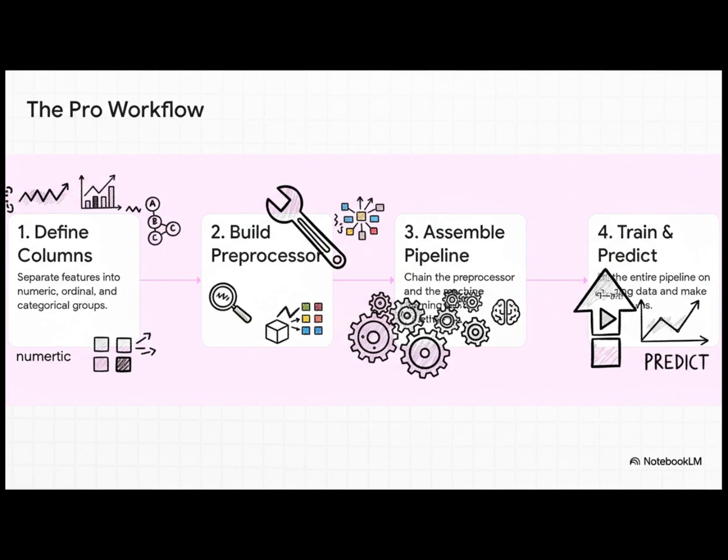First, you just sort your columns into groups. Then you use this brilliant thing called a column transformer, which basically acts like a traffic cop. It directs the numeric columns to the standard scaler, the ordinal columns to the ordinal encoder, and so on. Finally, you bundle that whole preprocessor up with your actual model into one neat package called a pipeline. And that's the magic trick. The pipeline guarantees that all the prep work is learned only from the training data, completely preventing any data leakage.